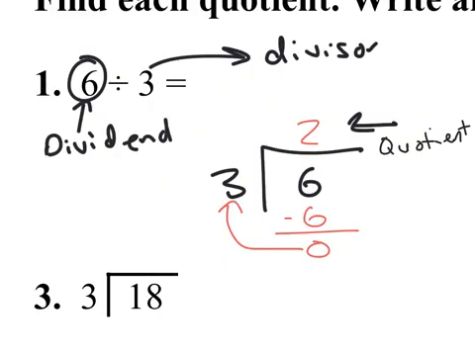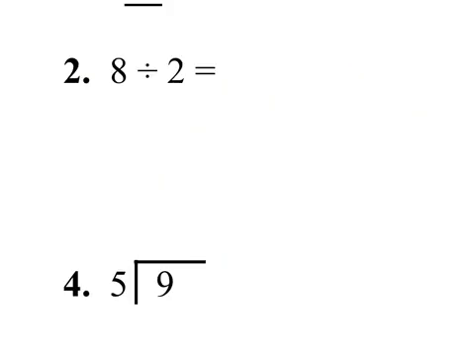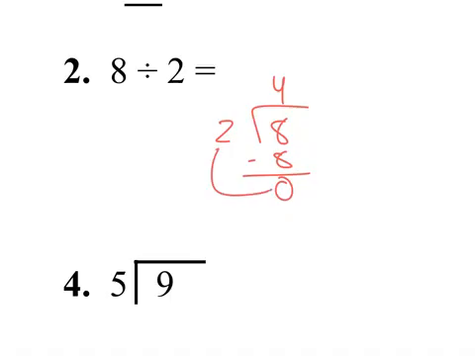All right, on to problem number 2. We've got 8 divided by 2. If I want to set this up with my little house, I'm going to go 8 divided by 2. So 2 will divide into 8 how many times? Or what number times 2 will get me 8? That's the number 4. 4 times 2 is 8. Subtract those, I get a remainder of 0. Is my remainder smaller than my divisor? If my remainder is smaller than my divisor, then I know I'm done. So my answer is 4, remainder 0, or just 4.